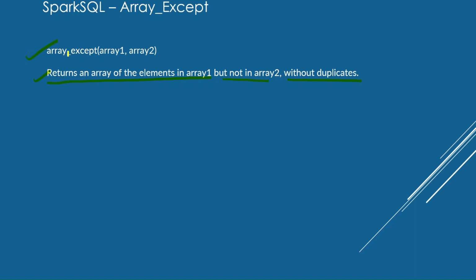This is the signature of the method. It has two parameters, array 1 and array 2. So why do we use the array except function? If there is a requirement to compare two arrays and figure out the elements which are present in array 1 but not present in array 2, it will give you an array of those elements. If this kind of requirement is there, we need to use the array except function.